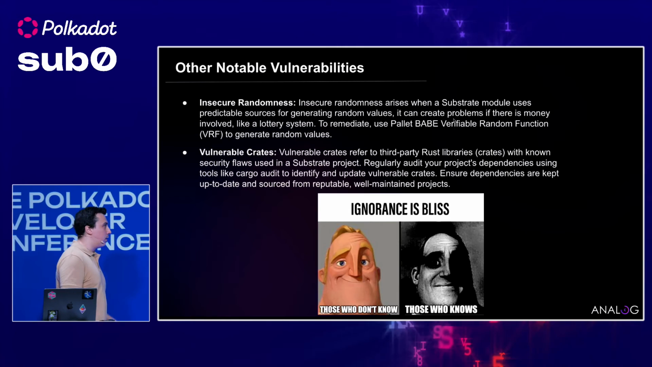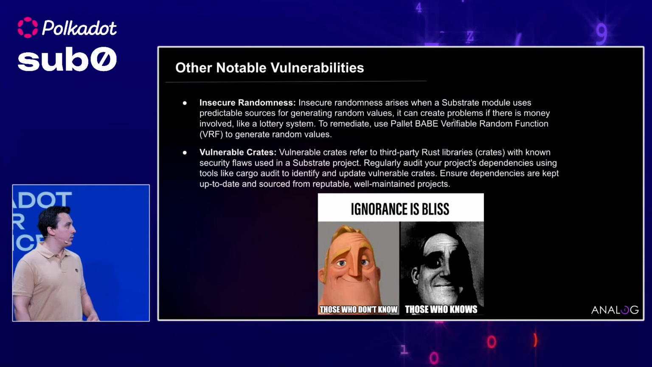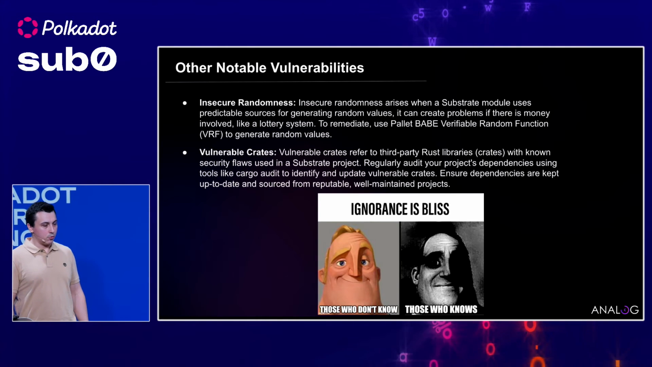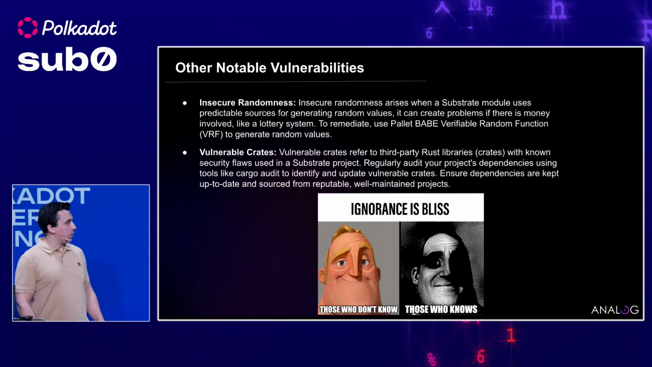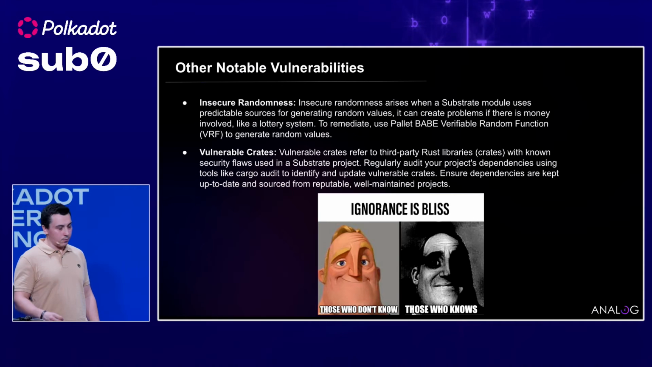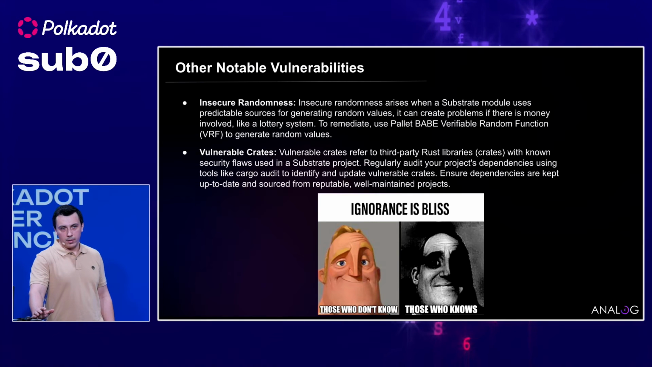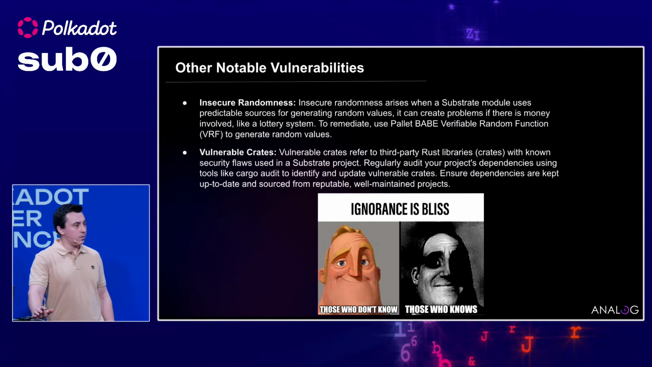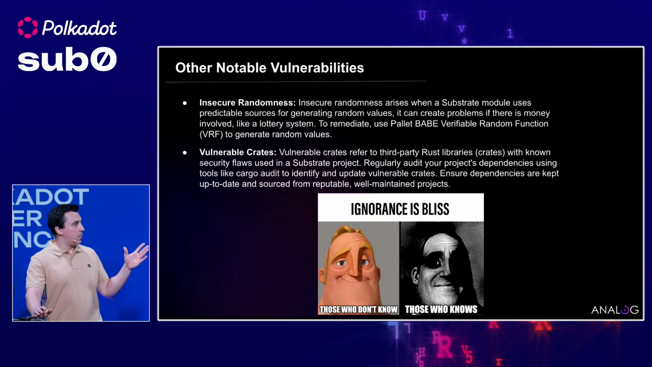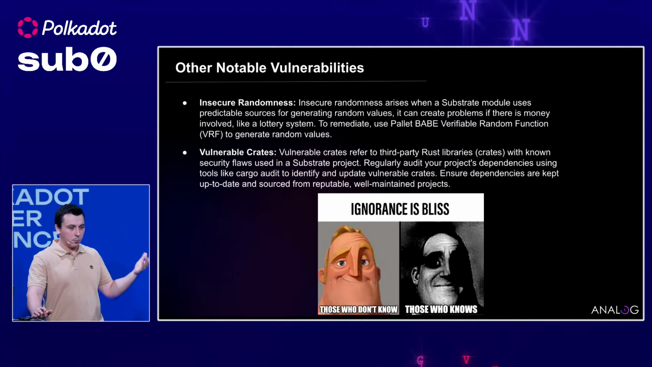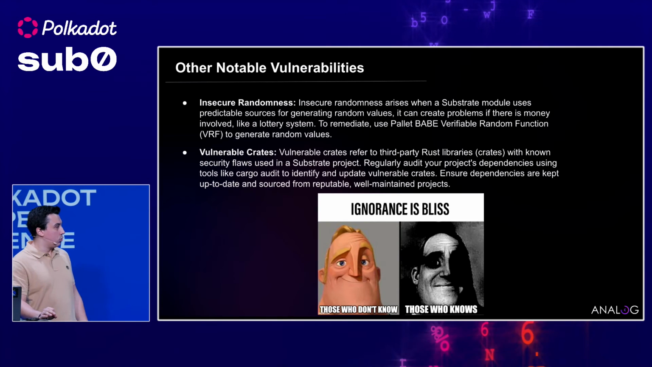Another notable vulnerability is insecure randomness. It's a hard problem to solve in blockchain, and it can cause serious issues if there is money involved, like a lottery system and so on. We need to use verifiable random functions in order to remediate this. And actually, Pallet BABE already has this functionality, so we can use the pallet's verifiable random function to generate random values.